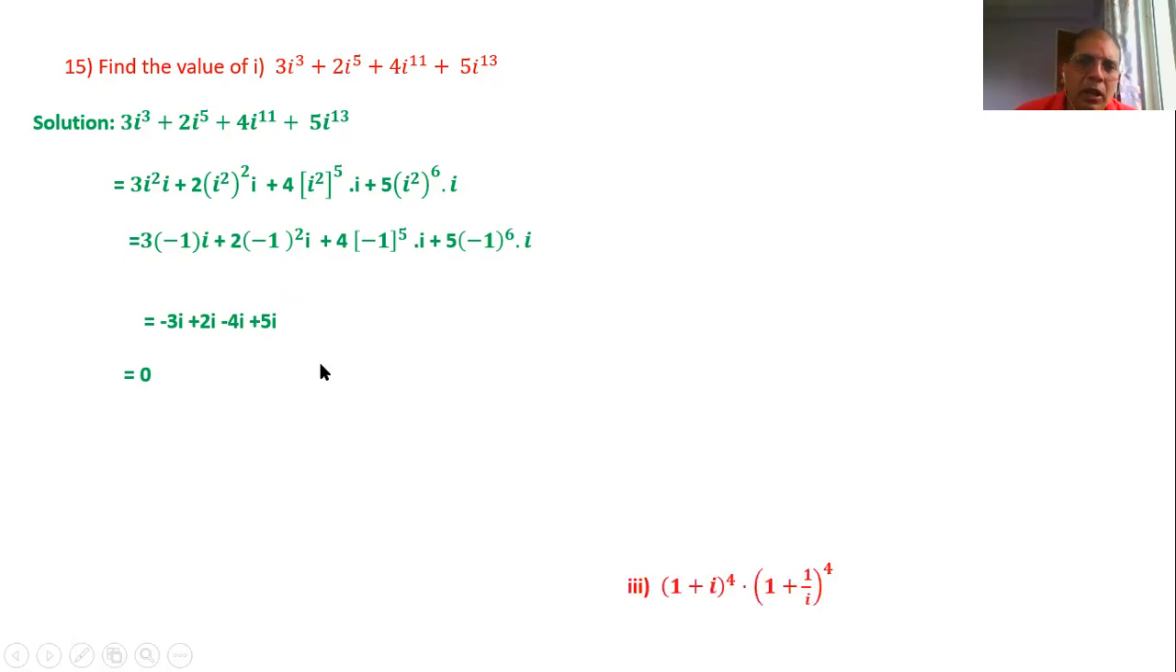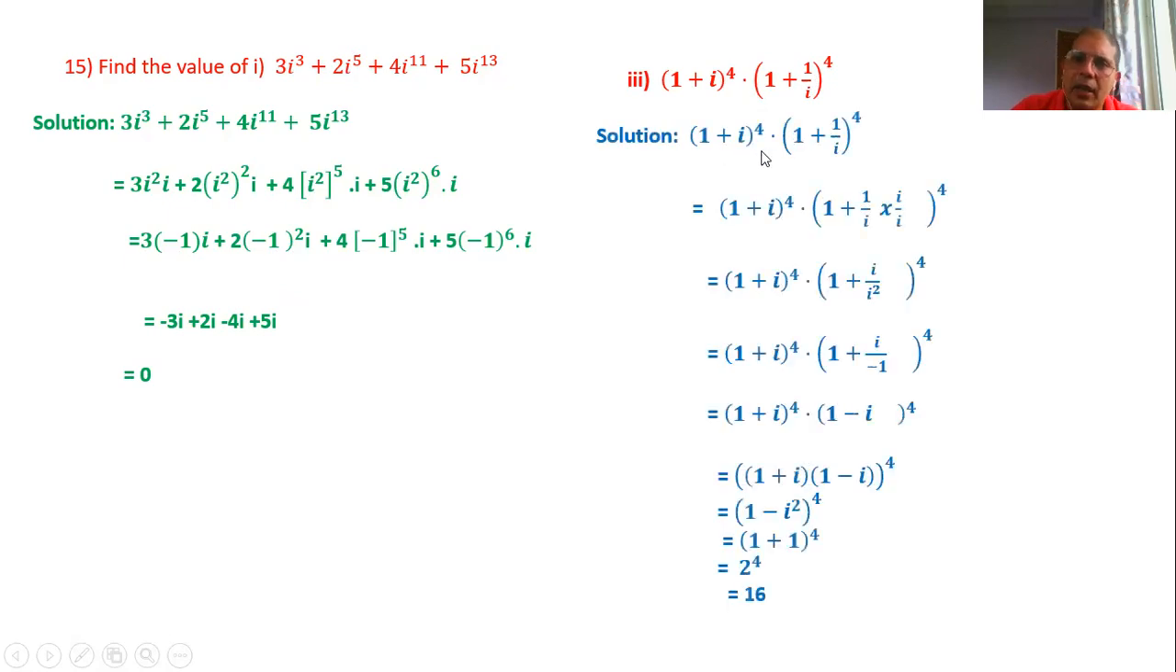Then after, another question: (1 plus i) power 4 and (1 plus 1 by i) whole power 4. But I want to do this question in a way that will be easier for you. So I want to remove this term. So I want to rationalize this. Then after that you will get both terms the same. Now first rationalize this one, i by i. Now i by i square. i square is minus 1.